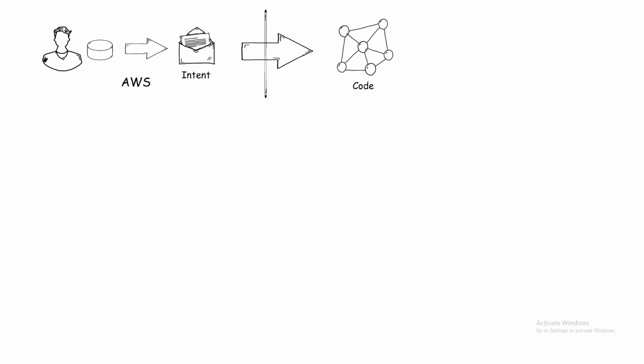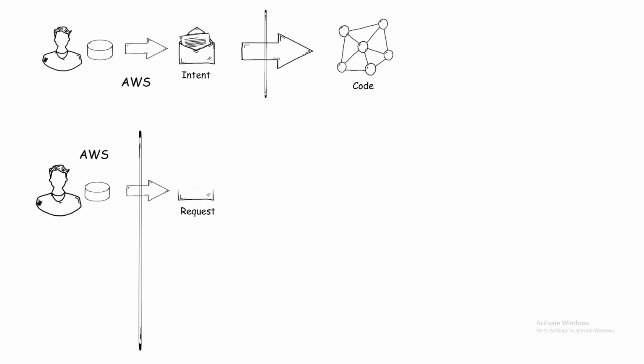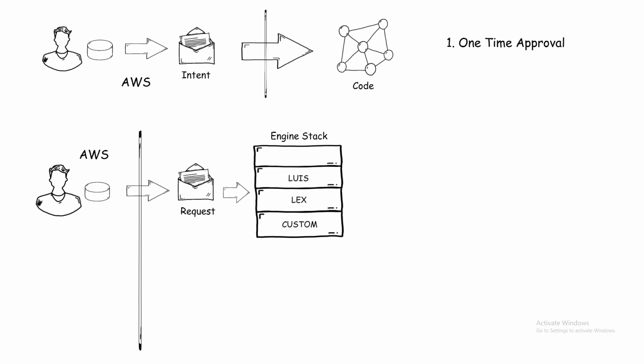The way the bot engine works is we still have a user and we still have the AWS environment. And they have an Echo. And when they speak into the Echo, it goes into our bot engine and it turns into what we call a request. And this separation is what gives us our big advantage, which is one-time approval. Once you get your skill approved with AWS, you don't have to go through the approval process again with the bot engine. So we have our request, and that request is sent to what we call our engine stack.